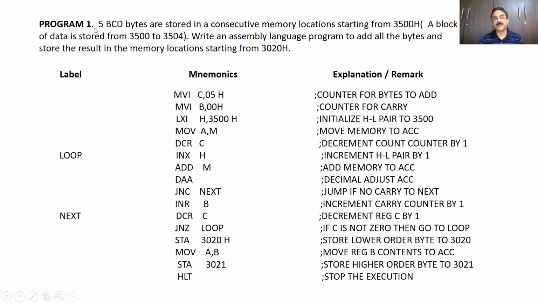Now since the length is given in the statement itself, we use the MVI instruction to initialize the length of the bytes to be added. So MVI C, 05. 5 is the length of the block. And now since this is a program of addition, in any program of addition the result is 16-bit. It means that there is always a chance of generation of carry. And for that, we need another counter here, which I am using here, B. Initially, B is 00. So in this program, we require 2 counters. First counter for the number of bytes to be added, and second counter for carry if at all it is generated.